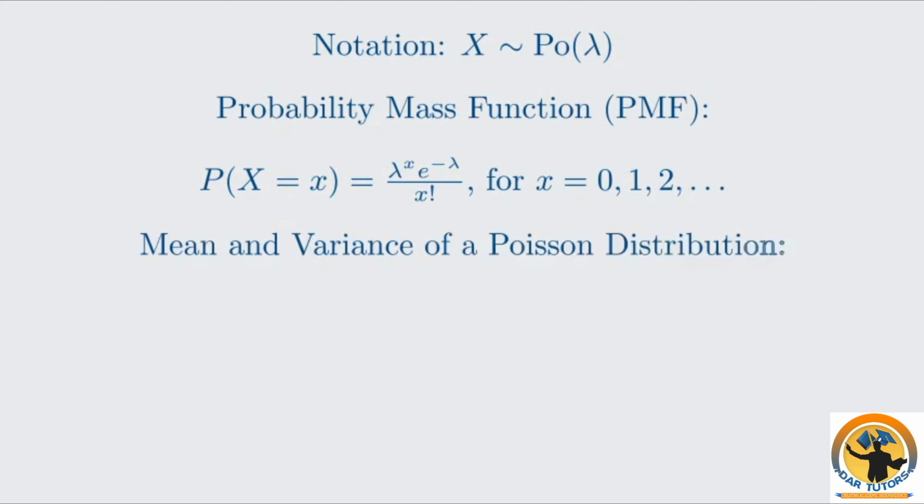An incredible and useful property of the Poisson distribution is that its mean and its variance are both equal to its parameter, lambda. This means the average number of events and the spread of the number of events are determined by the same single value. This relationship is very characteristic of the Poisson distribution.